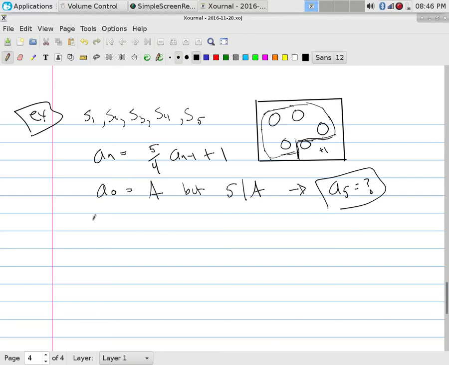Again, we could do a sequence here, and you could start off at A0 is equal to 5, but that would mean A1 is equal to 5/4 of A0 plus 1, and then A2 is equal to, etc., until we got up to A5. The problem is they didn't tell you what A was. They just told you that 5 evenly divides it, and then you need to do a little bit of extra algebraic work to figure out the formula.